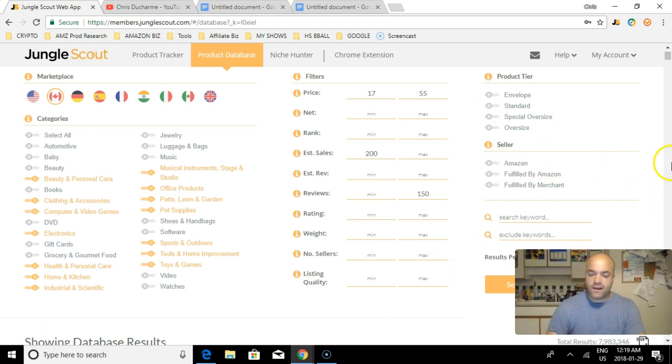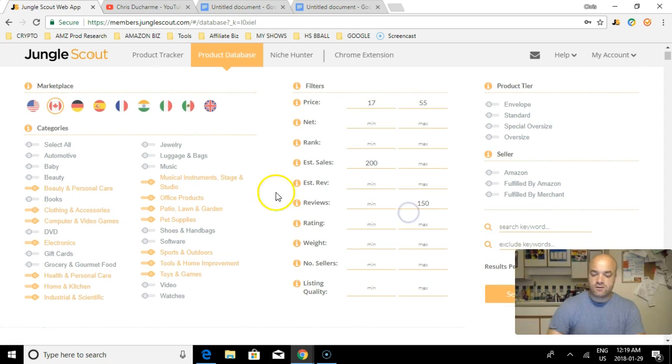Okay, so next thing you want to enter in, once you've entered in your simple and basic filters here, is your product tier. Now, the product tier is the type of size of product that you want to see. It really comes down to the cost of your initial order. If you took a TV, for example, it's a big box, weighs 100 pounds or whatever, how expensive will it be for you to ship TVs from China all the way to Canada or the USA?